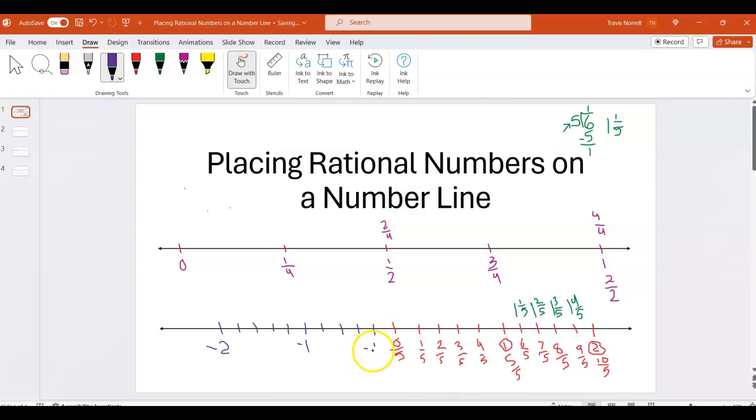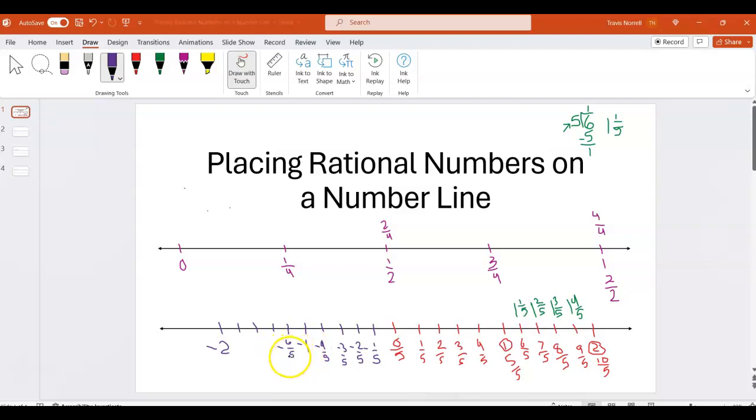Negative 1/5, negative 2/5. Mirrored is in, they go backwards. Negative 3/5. Negative 4/5. Negative 5/5, so this one would be negative 6/5.